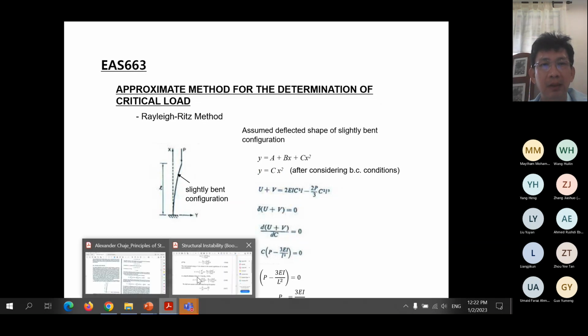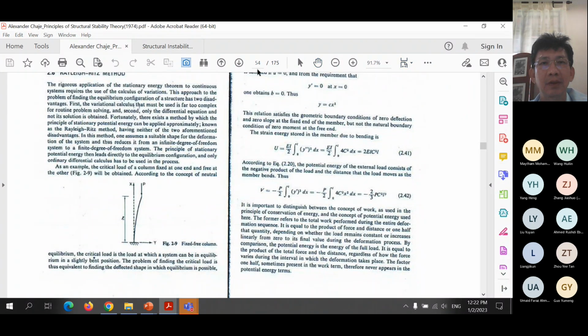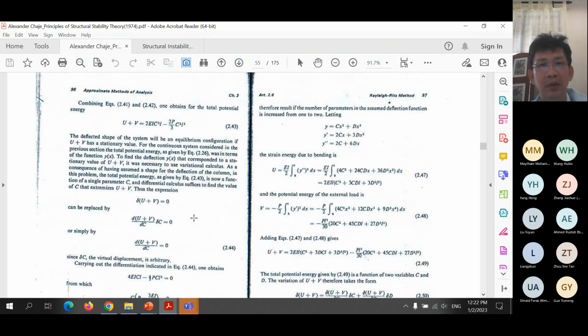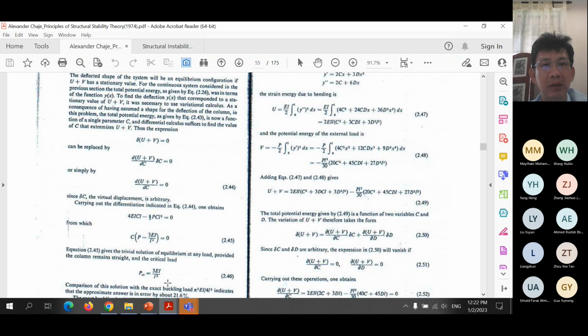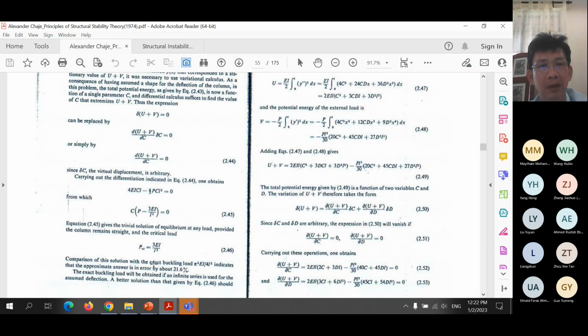Now, if I come back to this here, I'm going to go to the next page. Okay, so this is the solution process. This 3EI over L squared, equation 2.46, if you compare it with the exact buckling load, this is a good thing when we use problems that we know. Of course, we just want to show you that the Rayleigh-Ritz method gives you just an approximate solution. The exact buckling load is pi squared EI over 4L squared. We know this from the Euler theory. If you compare this with this, the error is 21.6%.